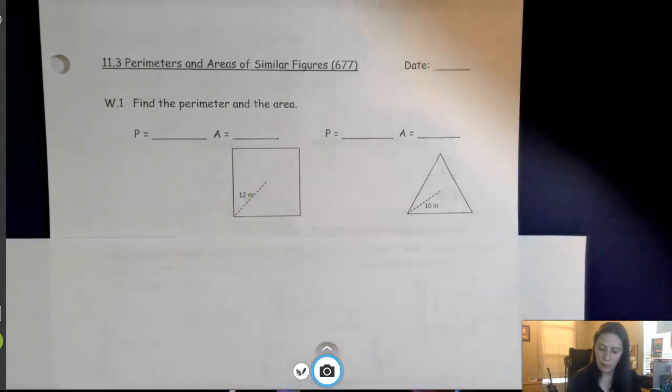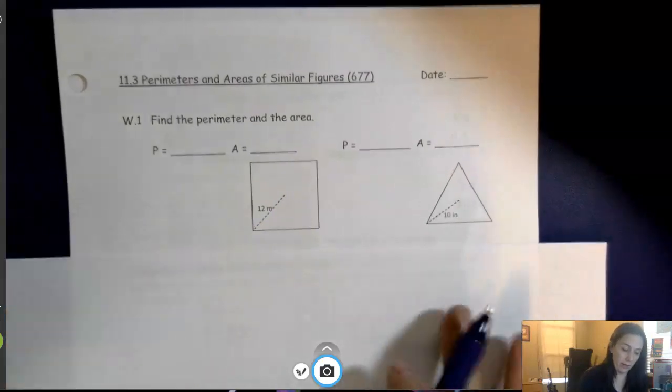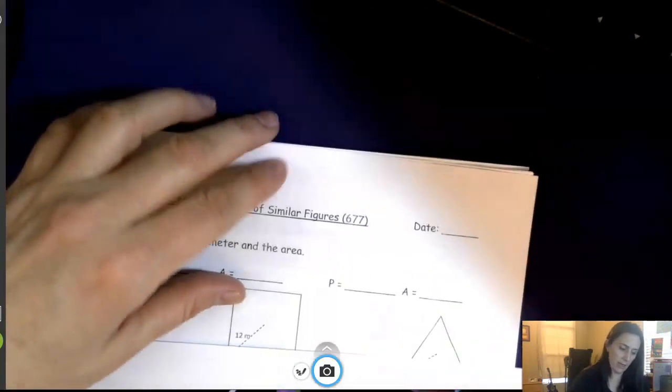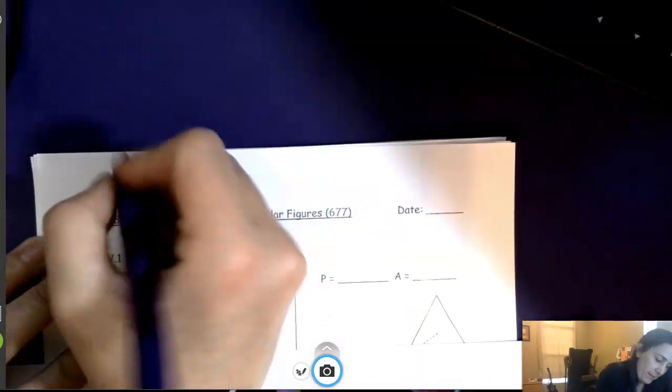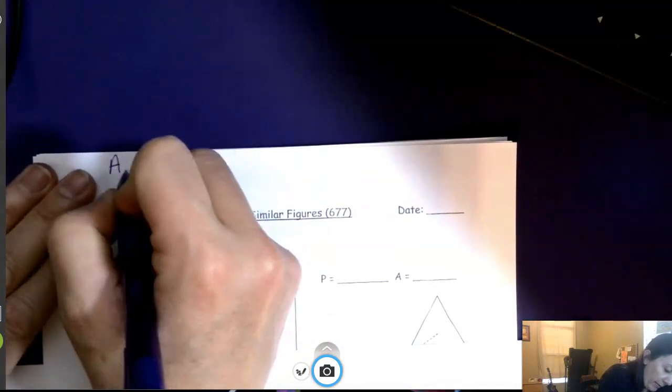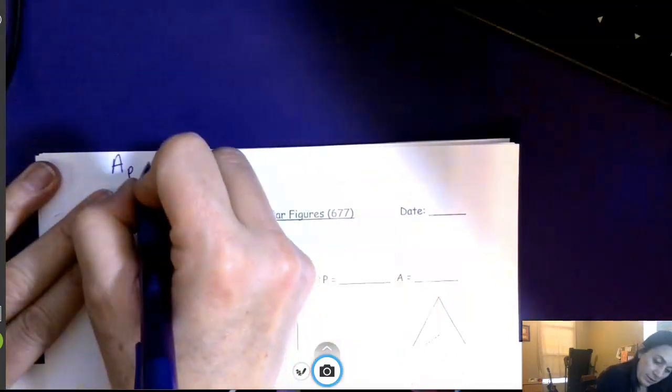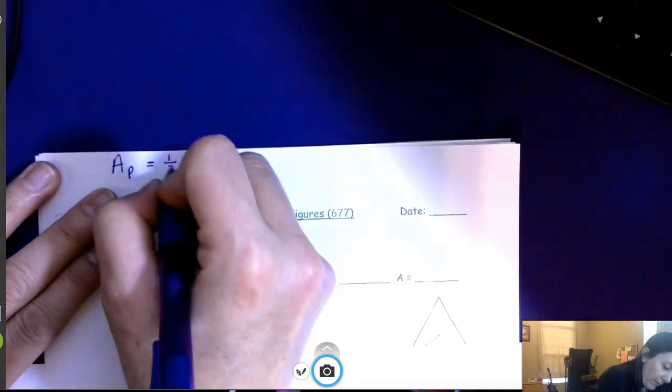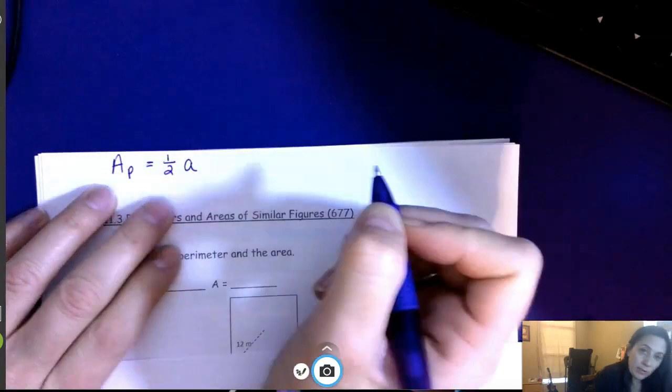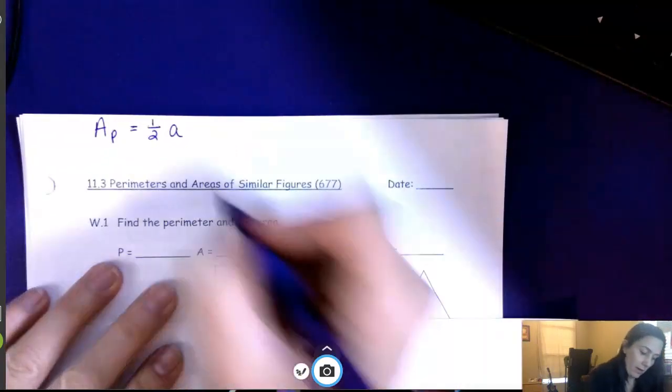So, do we know the formula for the area of any polygon? Yesterday or the day before you should have learned area of any polygon is going to be equal to 1/2 a p, where a stands for apothem, and p stands for our perimeter.